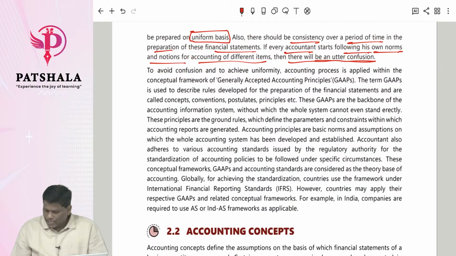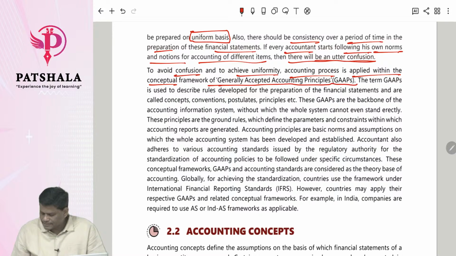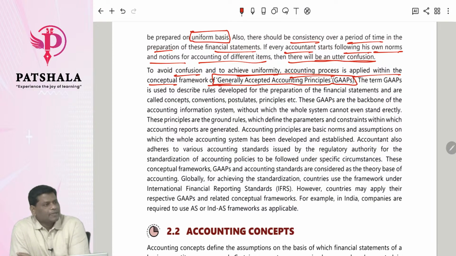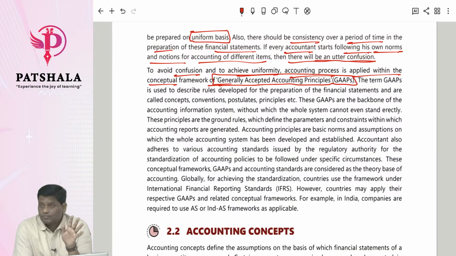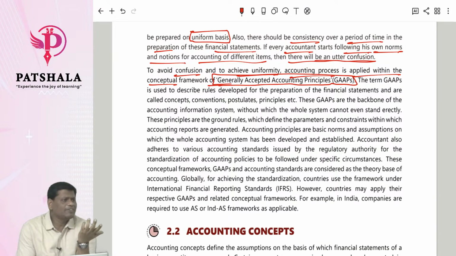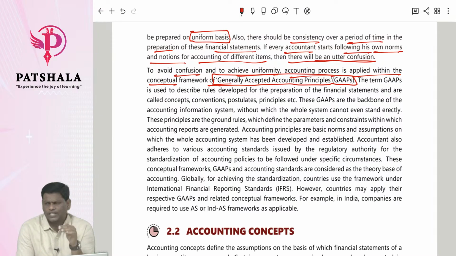So to avoid confusion and to achieve uniformity, the accounting process is applied within a conceptual framework known as GAAP, generally accepted accounting principles. These are accepted worldwide. Worldwide it is going to be the same, but certain things will vary from country to country. What those are, I'll tell you. So remember this word GAAP.